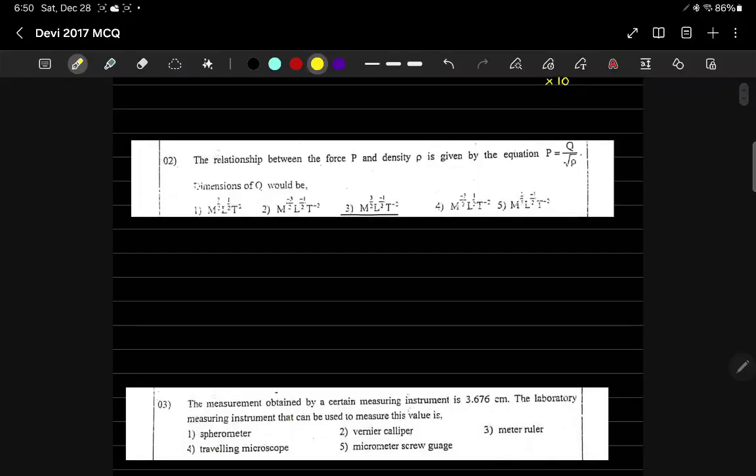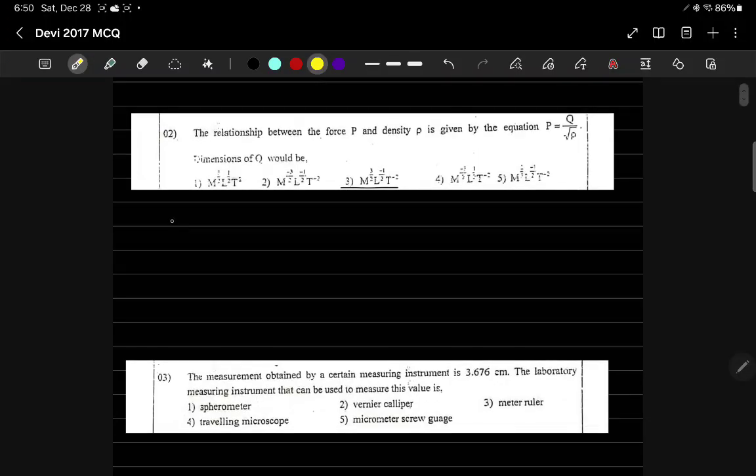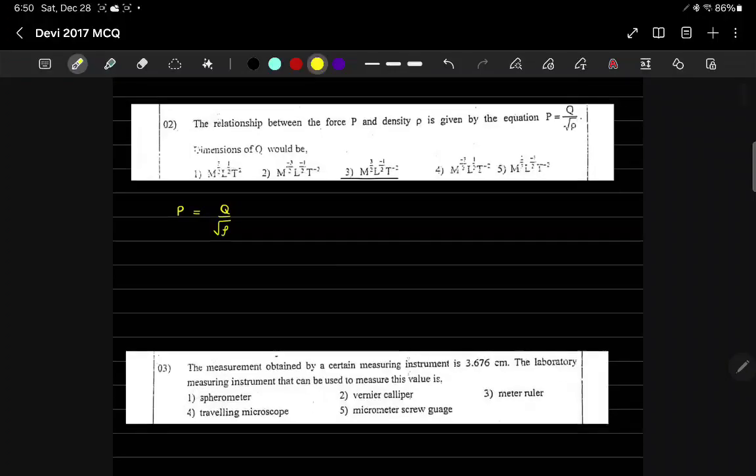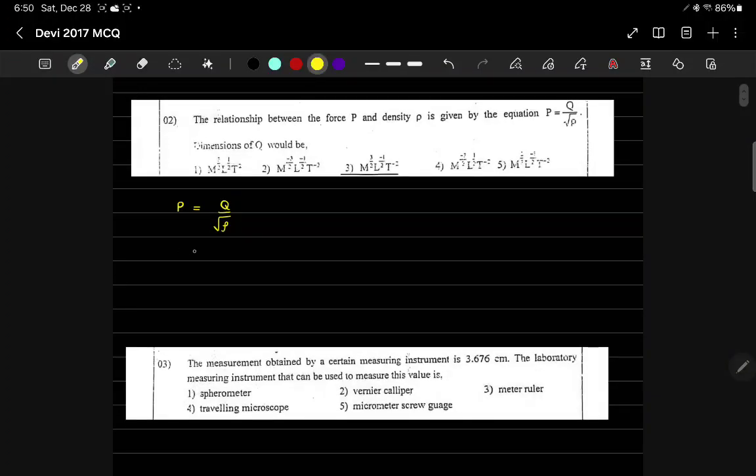Second question, question number 2. They have given us the relationship between force and density where Q is another physical quantity which we do not know what that is. They are asking us to find out the dimensions of Q. So we can dimensionally analyze this equation.